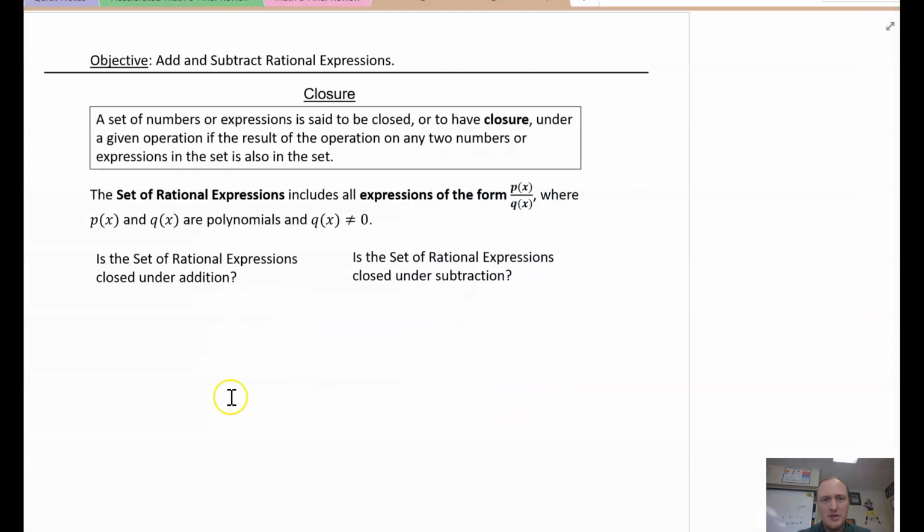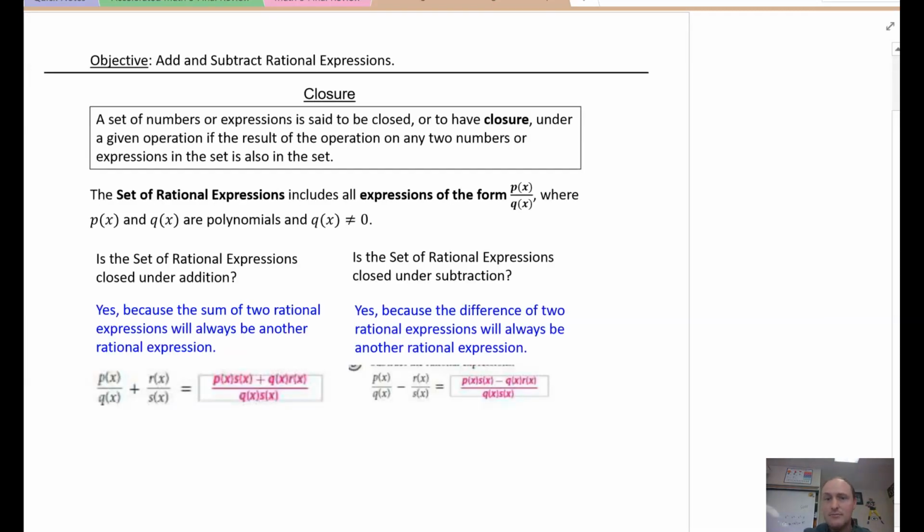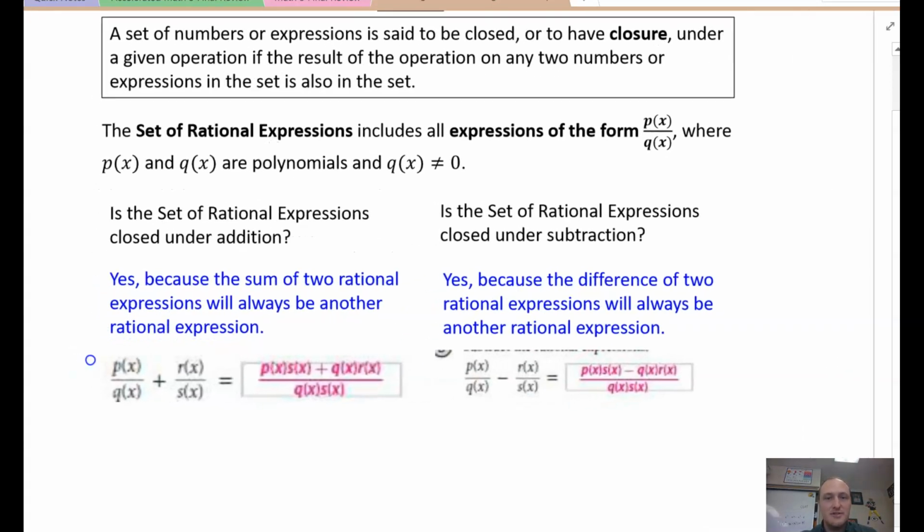So here's the closure question. It says a set of numbers or expressions is said to be closed or have closure under a given operation if the result of the operation on any two numbers or expressions in the set is also in the set. So here's the idea. A set of rational expressions includes all expressions of the form p of x over q of x. So if I add a fraction with another fraction, do I get a fraction? Yeah. If I take a fraction and I subtract a fraction, do I get a fraction? Yes. Okay, and then here are our answers.